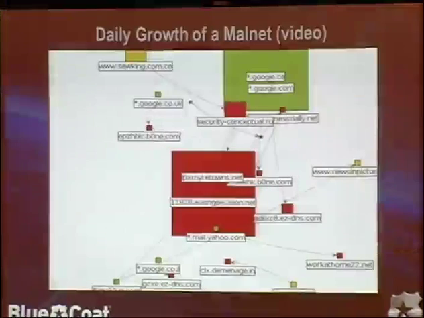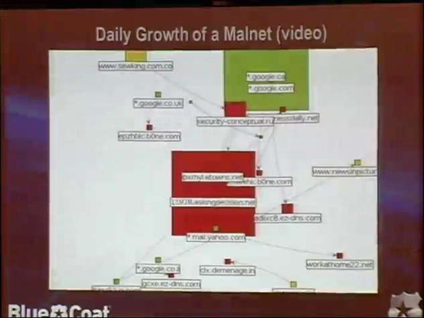This is our fun result that we got. This is specifically generating live video of a few hours of seeing a Malnet evolve, assuming it starts from scratch, and seeing all the infrastructure coming in over just a few hours.